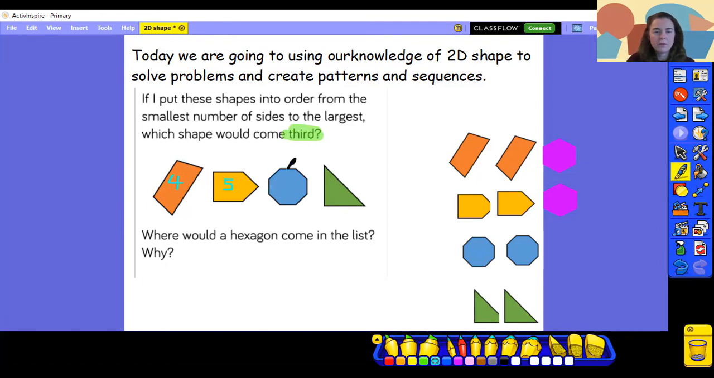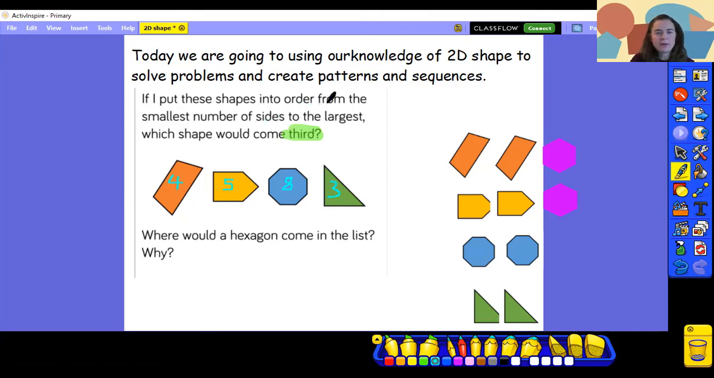1, 2, 3, 4, 5, 6, 7, 8 sides. 1, 2, 3 sides. Okay, so we've got our number of sides here.